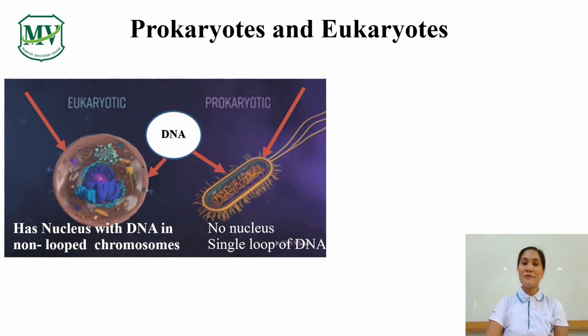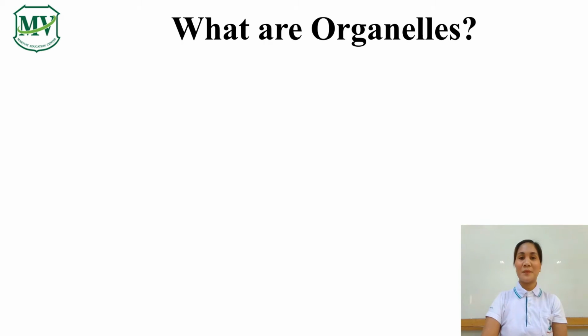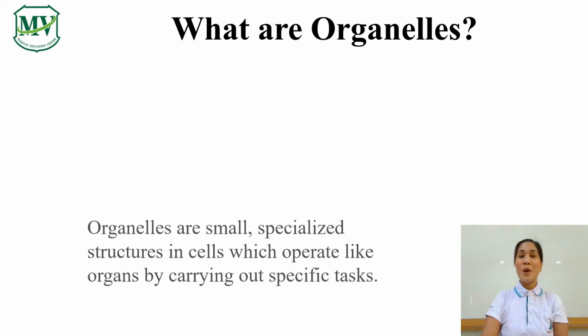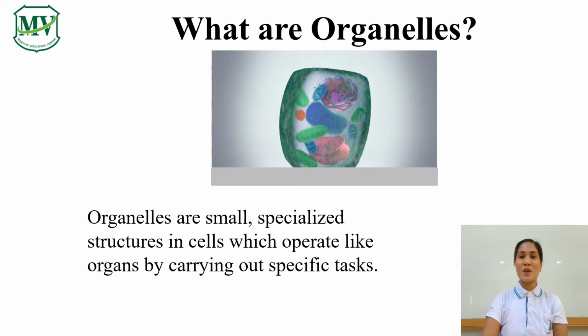Also, the difference between eukaryotic and prokaryotic cells has to do with the little doing parts of the cell, called organelles. What are organelles? Brilliant! Organelles are small specialized structures in cells which operate like organs by carrying out specific tasks.